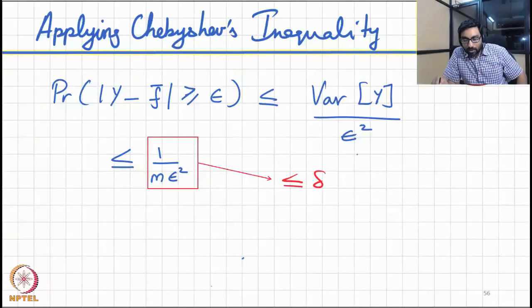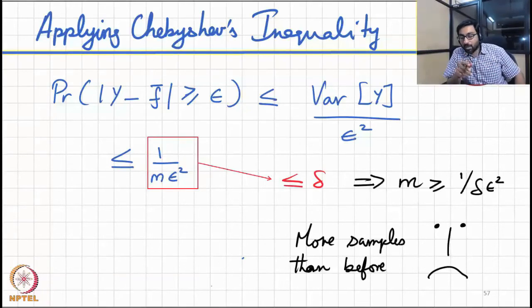Okay, so if we apply that, remember the variance of y is 1 over m, and so we get 1 over m epsilon squared as the upper bound on this bad event. And we want this bad event to be at most delta. And this will imply that m has to be more than 1 over delta times epsilon squared.